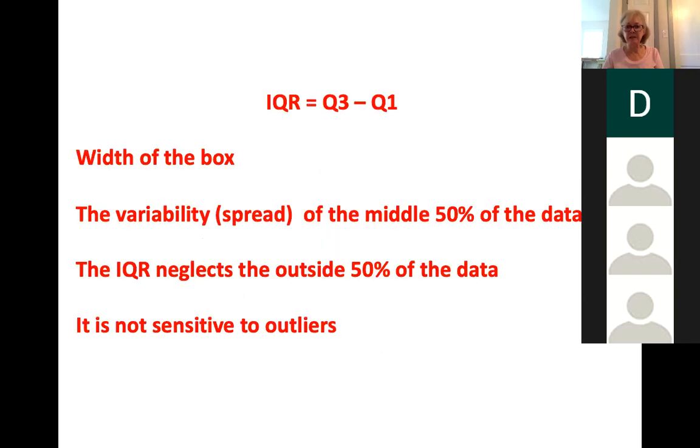So let's see what else is happening here. Here it is. What is the IQR? It's the difference between the third and the first quartile. In layman's terms, it's the width of the box. In layman's terms, it measures the spread or the variability of the middle 50% of the data. It totally neglects the outside 50% of the data. It is not sensitive to outliers. It pretends there are no outliers. It doesn't care.